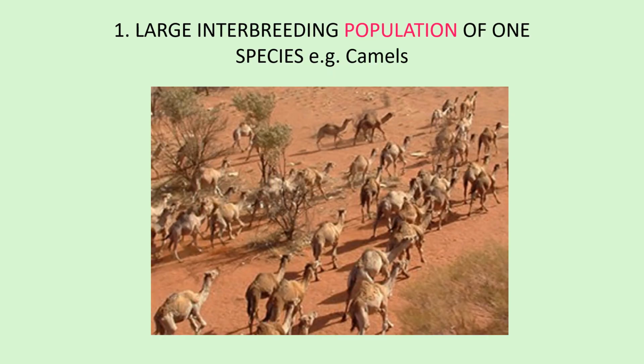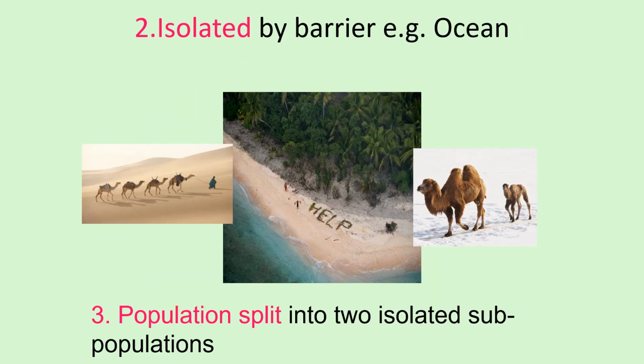So the first part of speciation, we have a large interbreeding population of one species, so for example camels. Then the second part of speciation is where the population or species needs to be isolated by a barrier. So for example, this can be a geographical barrier such as an ocean. And the next part of speciation is that the population is now split into two isolated subpopulations that can no longer mix.